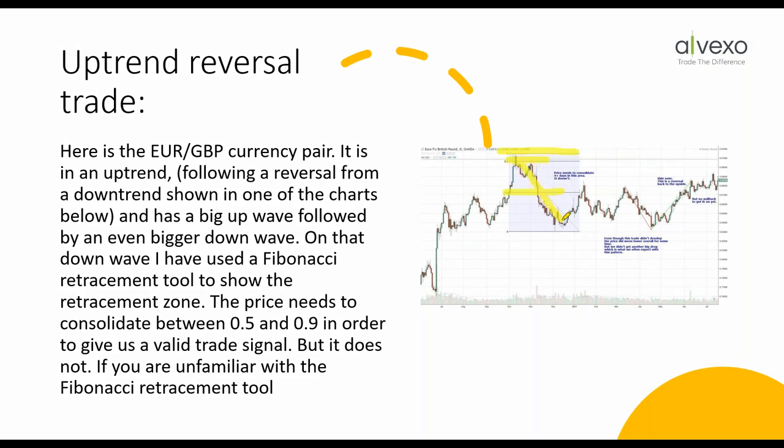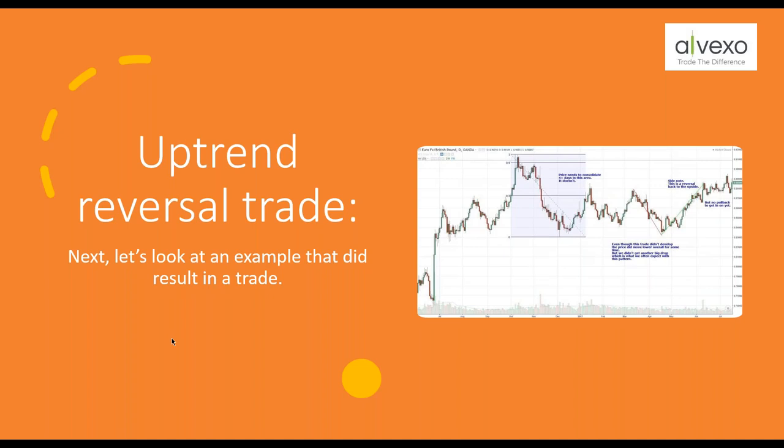They were drawn on this down wave after it ended. Here we had the uptrend, and we have a downtrend that ended. We use that to draw our Fibonaccis on there. And the price needs to consolidate near 0.5 or 0.9 in order to give us a valid trade signal, but it does not. If you are unfamiliar with the Fibonacci tool, we have whole courses on Fibonacci retracement tools.